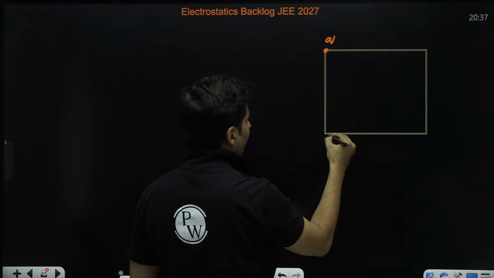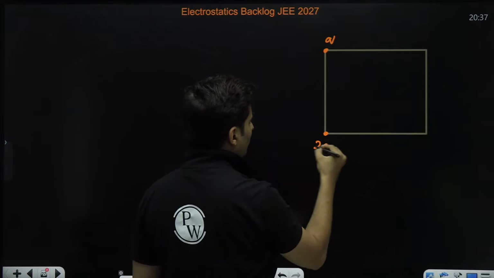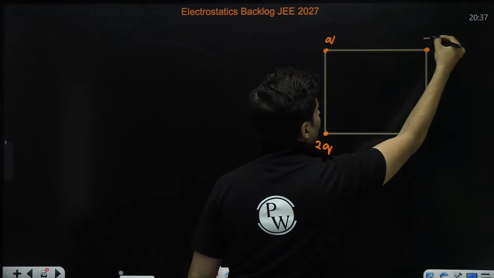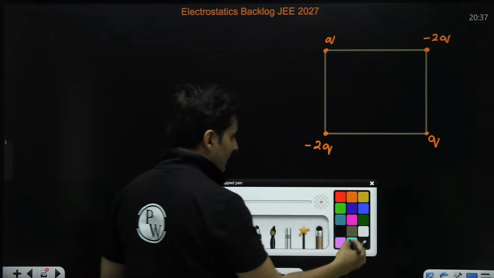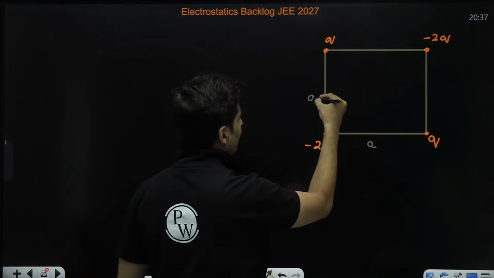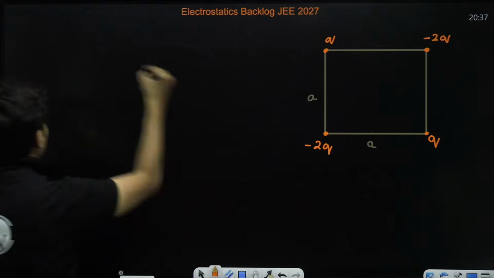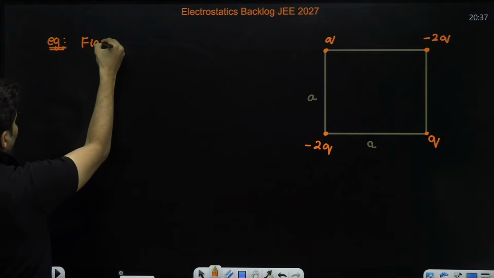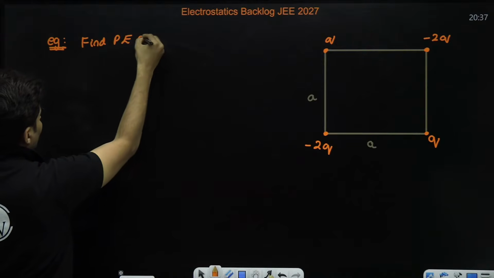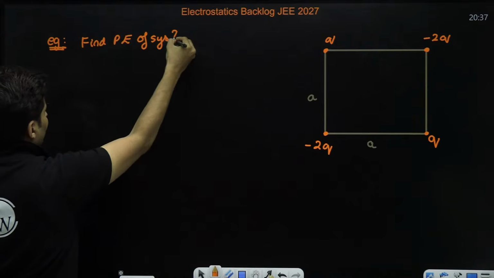This is Q. This is negative 2Q. This is negative, this is Q. And the side of the square is basically A. The question is the same: find the potential energy of that particular system.